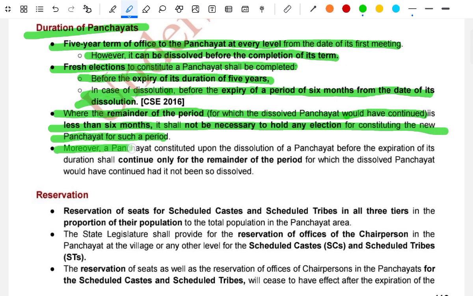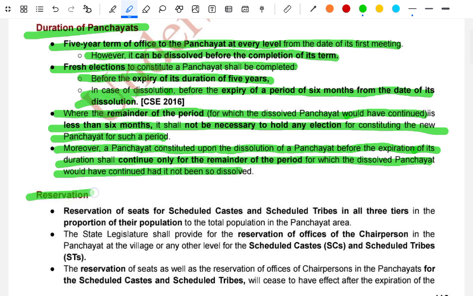Moreover, the panchayat constituted upon the dissolution of a panchayat before the expiration of its duration shall continue only for the remainder of the period for which the dissolved panchayat would have continued.